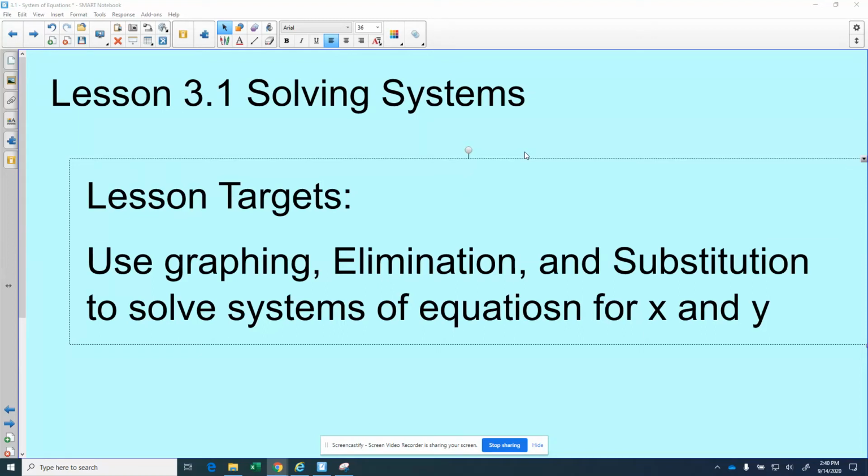Once again, we're going to be talking about solving systems. We're going to have a total of 3 different videos from this one particular lesson. We're going to go through each one for each day. Overall, we should have a graphing, elimination, and substitution: 3 different methods to actually solve a system, okay?